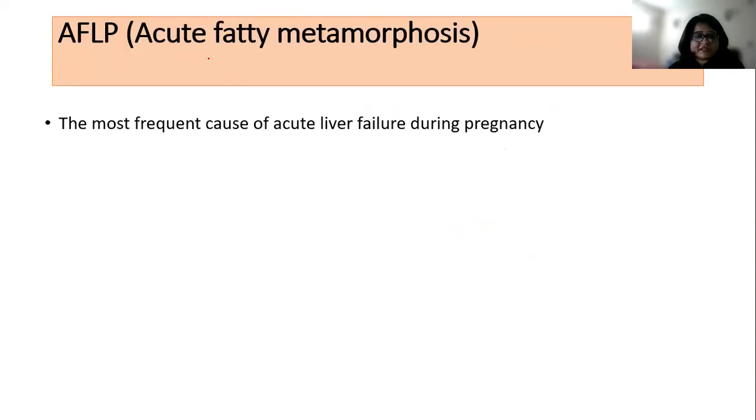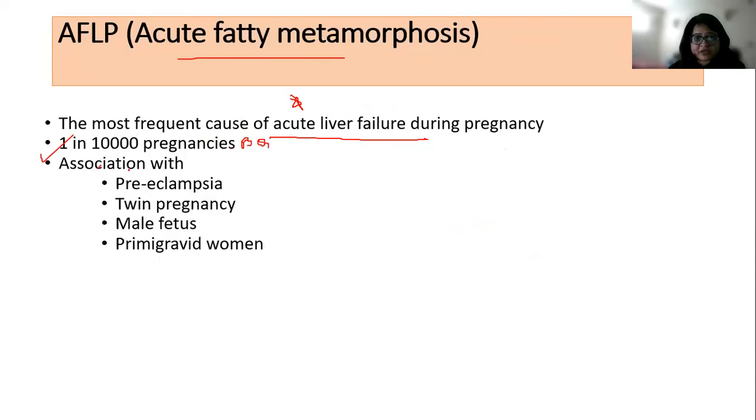Okay. Acute fatty liver of pregnancy, also known as acute fatty metamorphosis. It is the most frequent cause of acute liver failure during pregnancy. Important point: AFLP has come several times in the exam. 1 in 1,000 pregnancies, you need to remember, because it is a previous year question. Okay. So this is also a previous year question. Association with preeclampsia, with twin pregnancy. The scenario I gave was twin pregnancy with male fetus and with primigravida women.